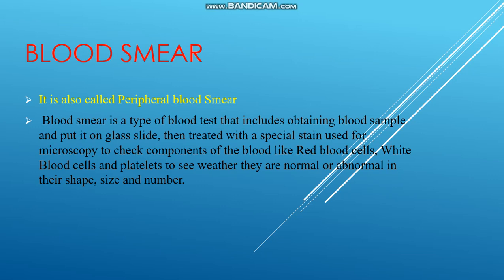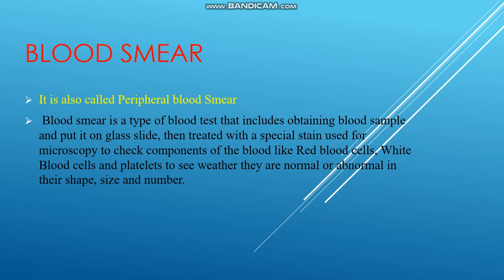Today is our lecture, which is about blood smear. Blood smear is also known as peripheral blood smear, which is also known as blood film. So, first of all, we need to know what is peripheral blood smear or blood smear. Blood smear is a type of blood test that includes obtaining a blood sample.